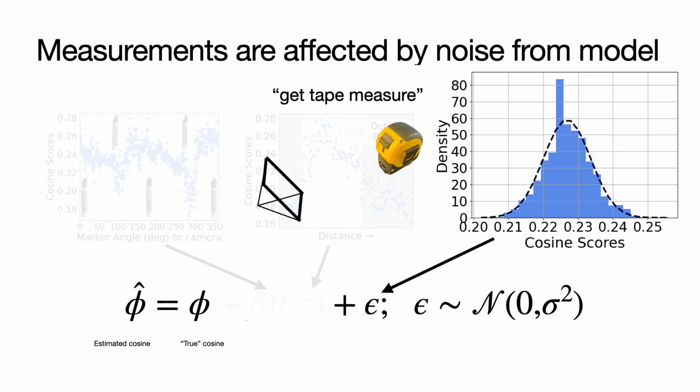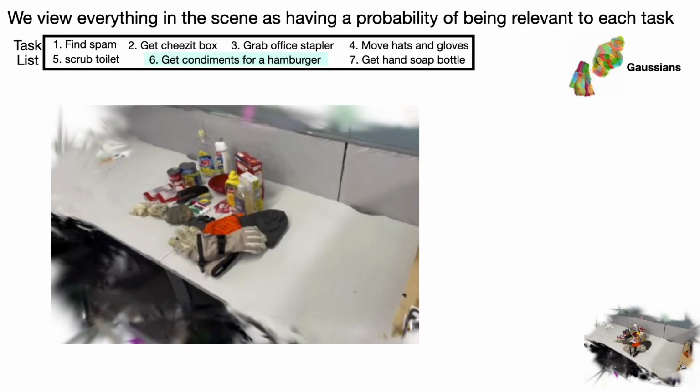model. Armed with this measurement model and probabilistic understanding of semantics, we can apply Bayesian updating to address our second problem of how to combine semantic knowledge across multiple views. We view everything in the scene as having a probability of being relevant to each task. For example, consider our small tabletop scene where we're given the following 7 tasks. We will look at the task, get condiments for a hamburger, as an example.